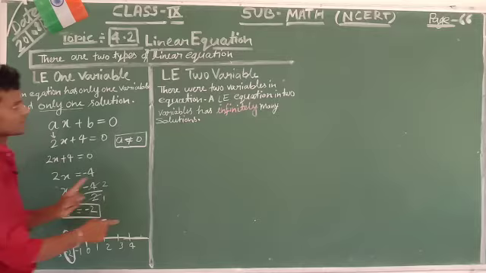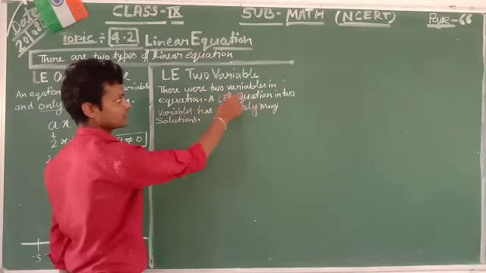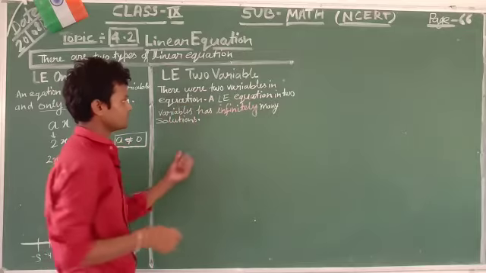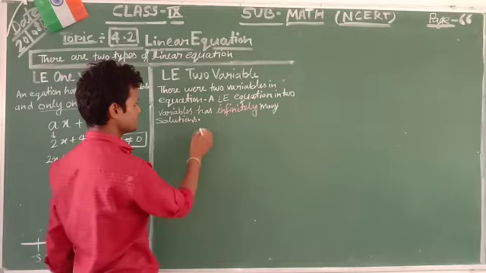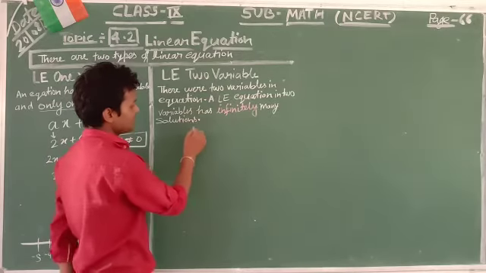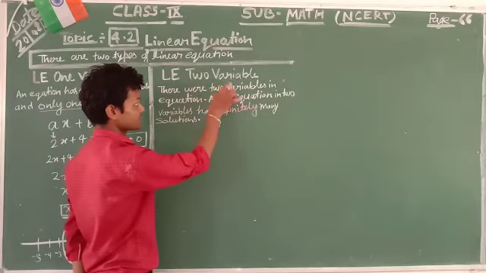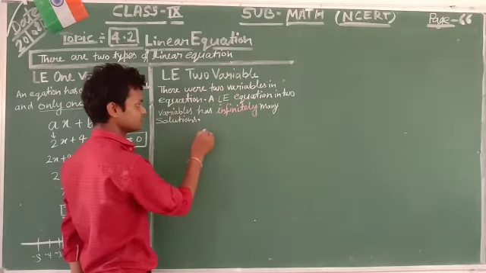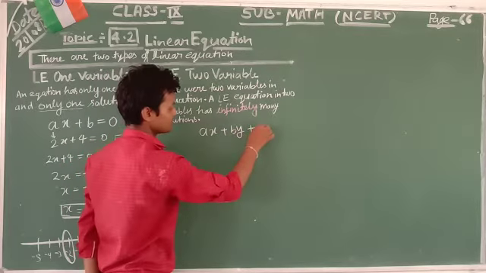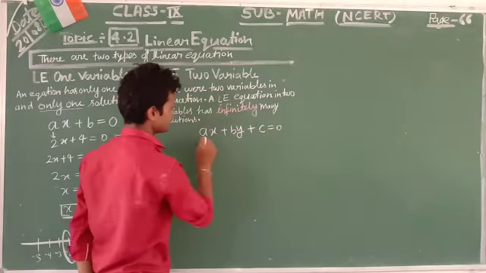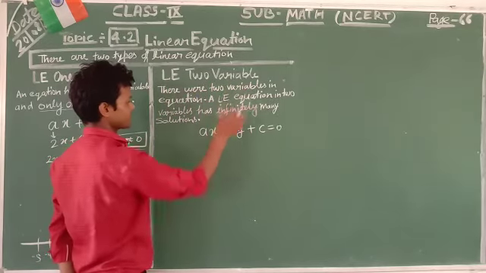Okay, now we are going to linear equations in two variables. There are two variables in these equations. You know the variables, here you present two variables in these equations. First I write here the standard form of linear equations in two variables: ax plus by plus c is equal to 0. That is the standard form of linear equations in two variables.